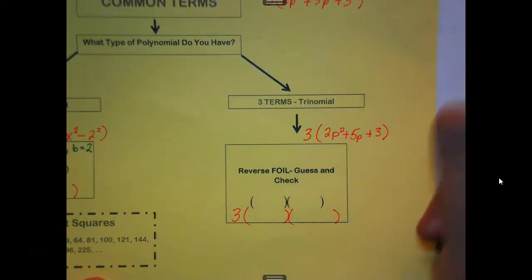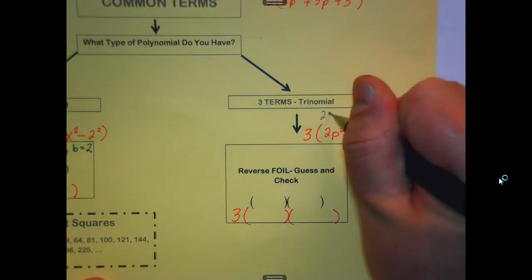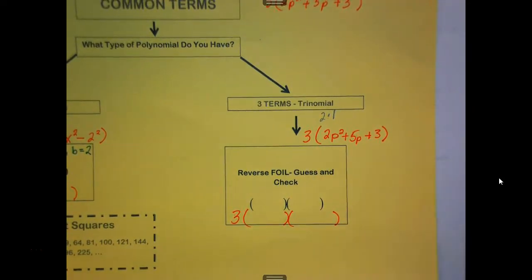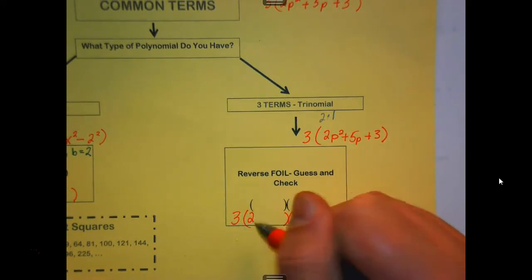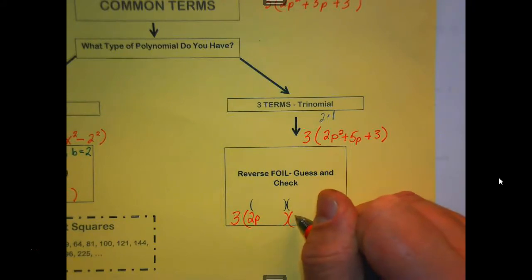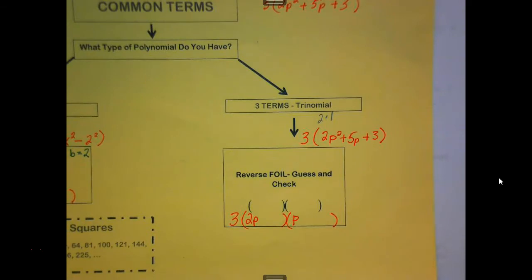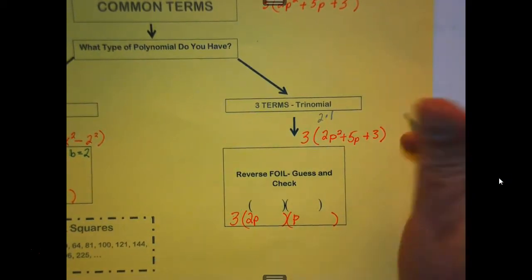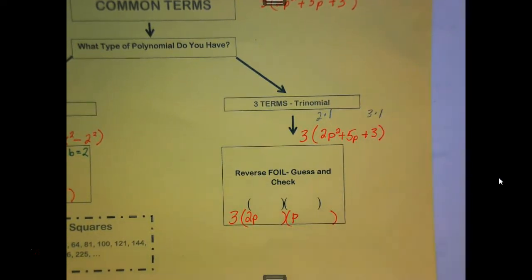The only 2 numbers that I multiply together to get 2 are 2 times 1. I don't have a choice, do I? Nope, unless somebody else can figure something out. So I have to use 2p and 1p. That gets me 2p squared. Now, what about the 3, the L? I have to use 3 and 1.